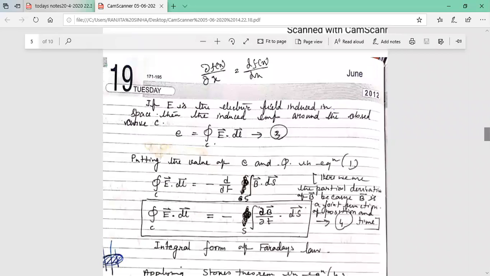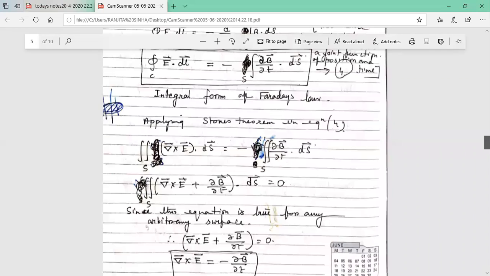And what is the integral form of Faraday's law? The line integration of E dot dl equals minus the surface integration of del B by del t dot ds. You can put a double integration sign, but since I have written S, it means it is a surface integration, so it is assumed that there is a double integration. If you give only one integral sign and write S, that is also okay.